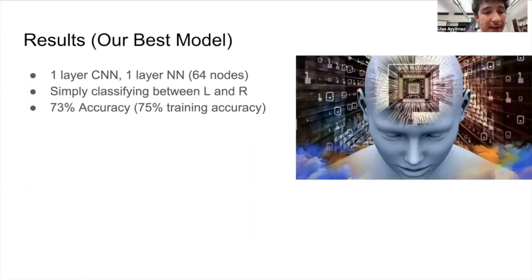And our best result consisted of one layer of convolutional neural networks with kernel set to 3, and one layer of dense neural networks with 64 nodes. It classified between 2 different labels, either left or right hand movement, and the accuracy we got in our test result was 73%, and the accuracy at the training result was 75.